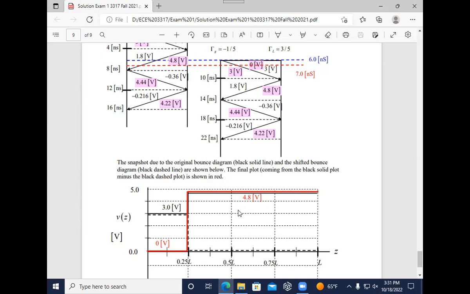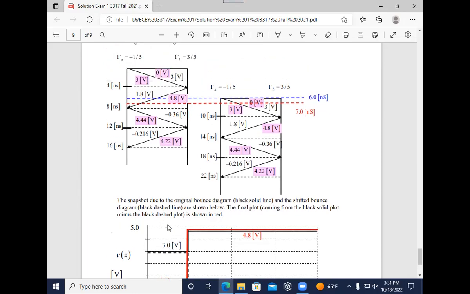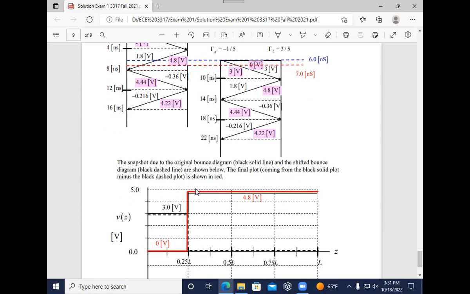Now the first bounce diagram here, that is what has been plotted as the solid black line. The solid black line is from this one, the black dashed line is from this one, and then we subtract. So solid minus dashed, right? That should be the red. Now are you asking how I got the black one?